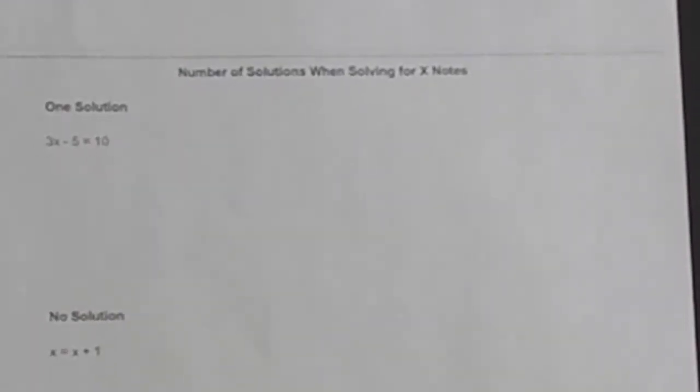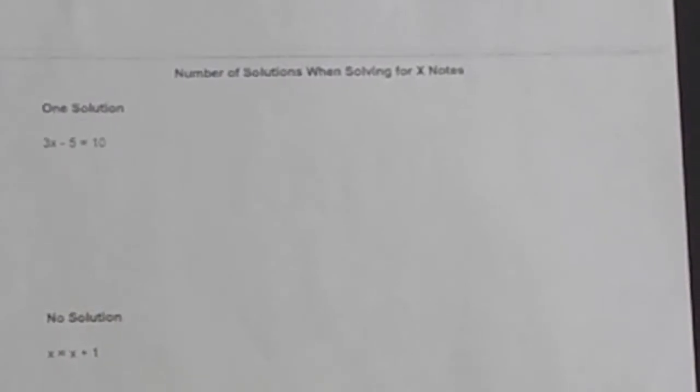Welcome to the notes on the number of solutions when you solve for x. So we're going to talk about what we're actually doing when we're solving for x. When we look at 3x minus 5 equals 10, we're trying to find the number that, when we plug it back in where that x is, will make both sides be equal. It'll make this equation true.